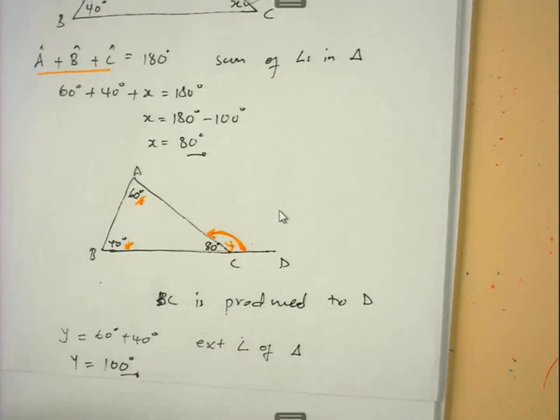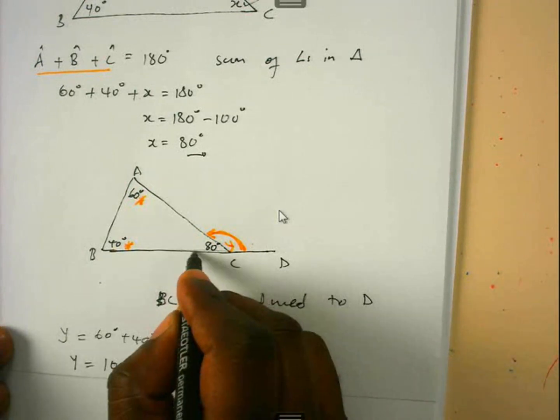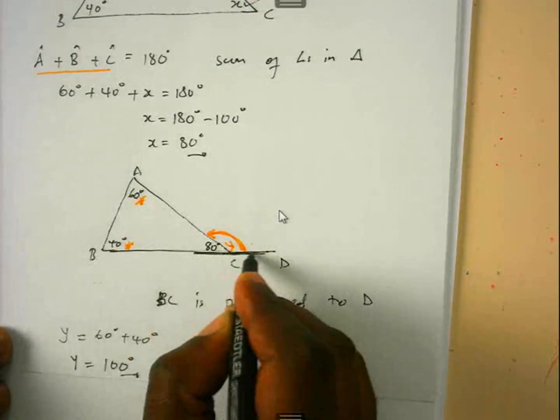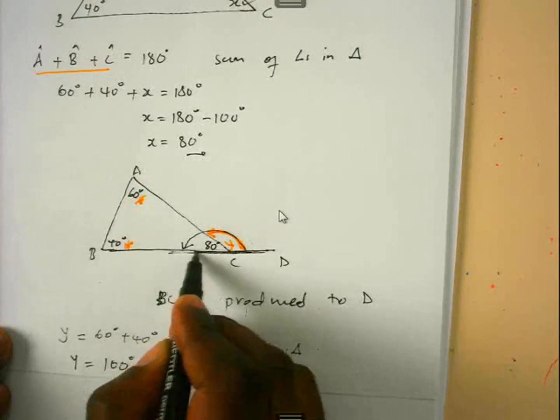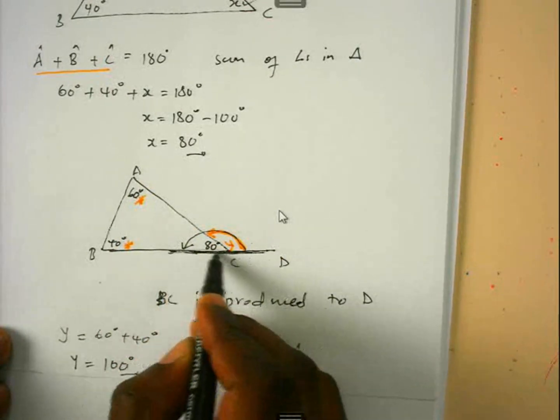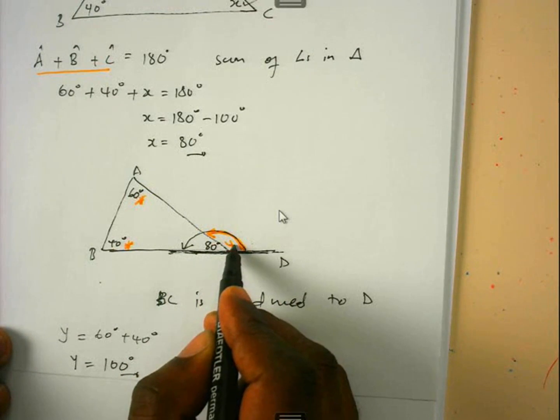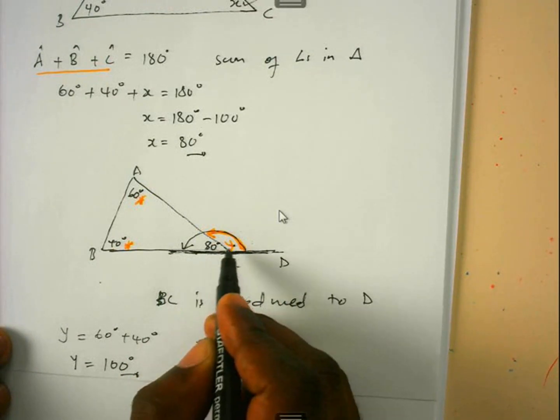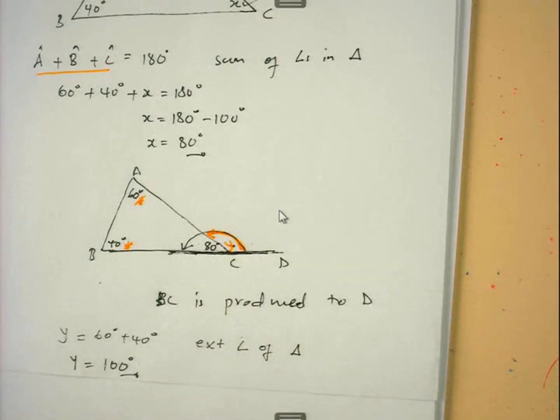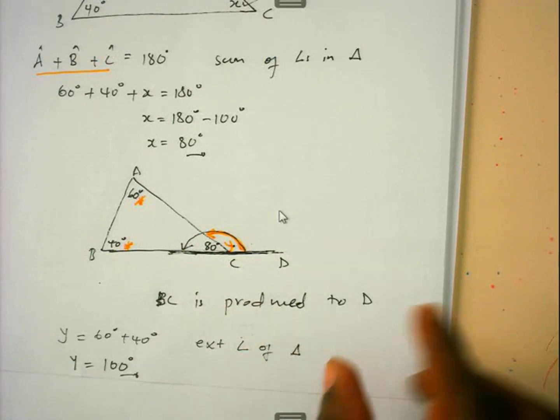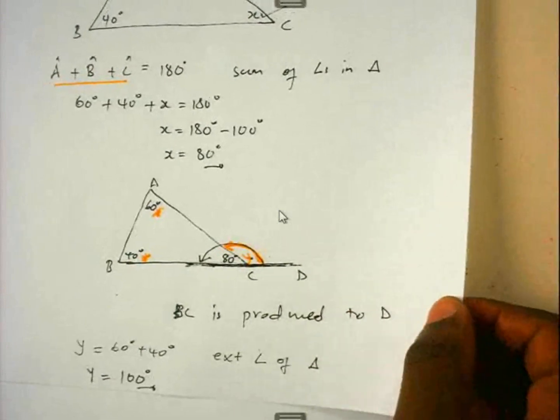And we are happy about Y being 100 degrees because we also know that the angles on a straight line here must always give us how much? 180 degrees. So if this one is 100 and this one is 80 degrees, then we know that we have 180 degrees. So we are happy about that. So for the triangle, be aware of this kind of angles when you look at a triangle.